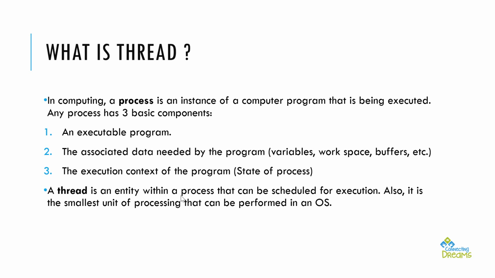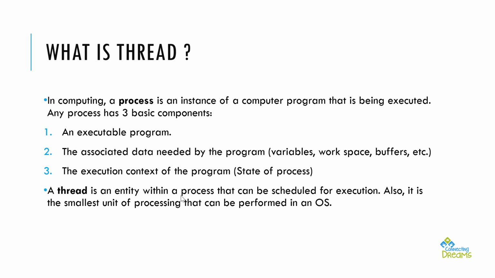In computing, a process is an instance of a computer program that is being executed. Any process has three basic components. First one is an executable program. The second is the associated data needed by the program, such as variables, workspaces, buffers, etc. And the third is the execution context of the program, which talks about the state of the process.